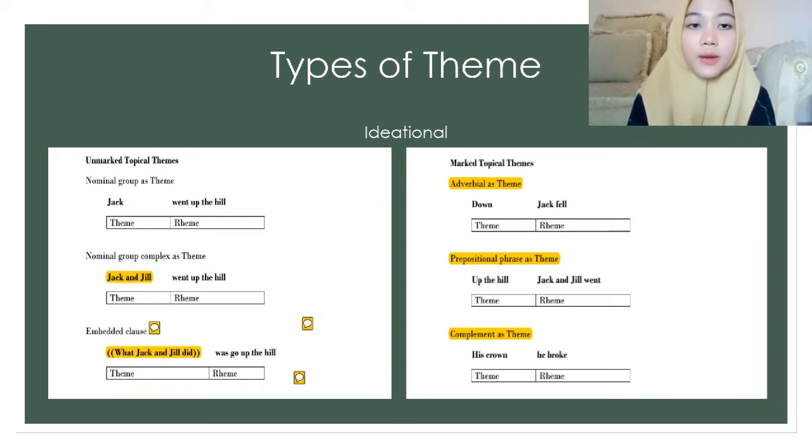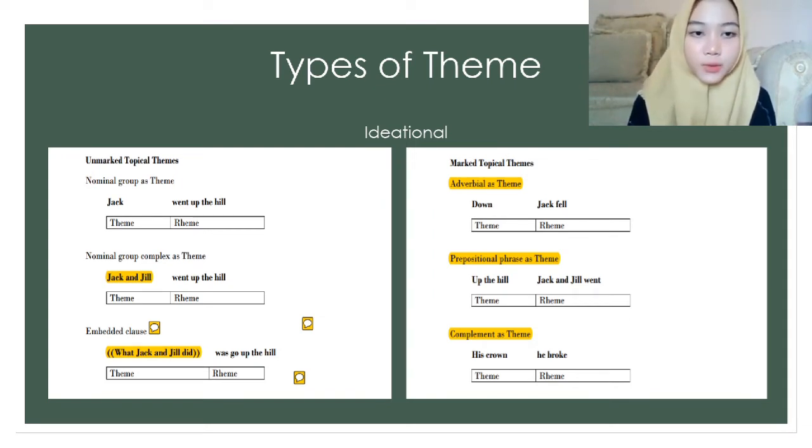Here we have unmarked topical themes and marked topical themes. Let's see the unmarked topical themes. We have three points here. They are nominal group as theme, nominal group complex as theme, and embedded clause. Nominal group as theme: "Jack went up the hill." Jack is the theme. Went up the hill is the rheme.